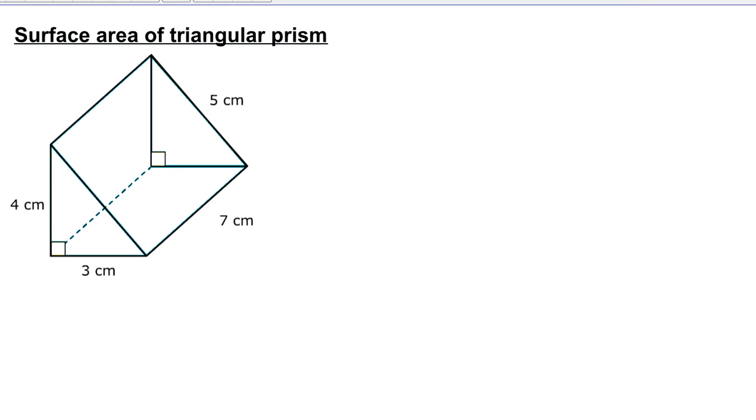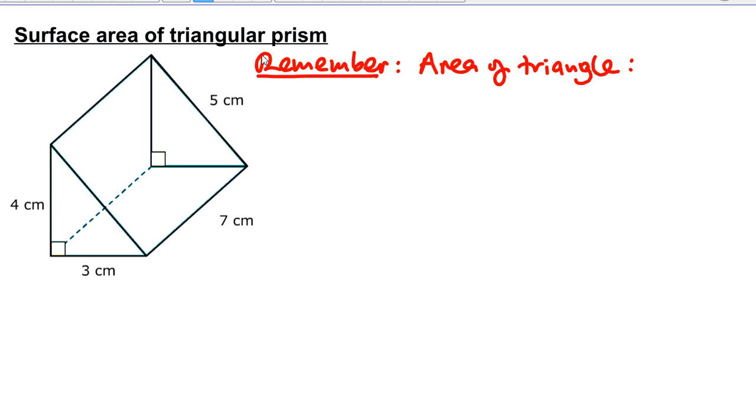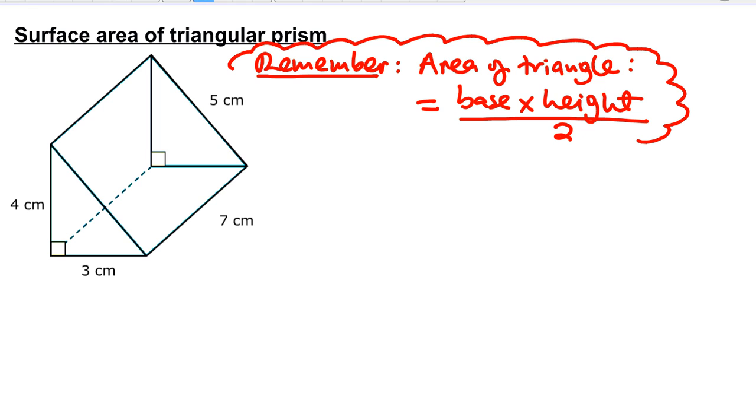In this case, you are going to find the area of each face and just add them together to find the surface area of a triangular prism. Now remember that the area of a triangle is equal to base times height divided by 2. So remember, area of a triangle is base multiplied by height divided by 2. We are going to use this formula in our calculations, and you have to remember it.